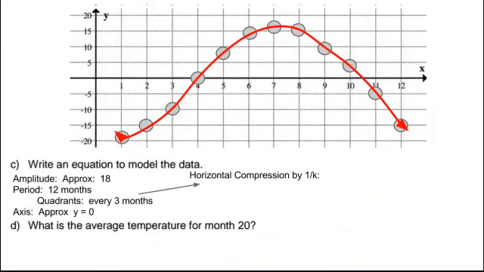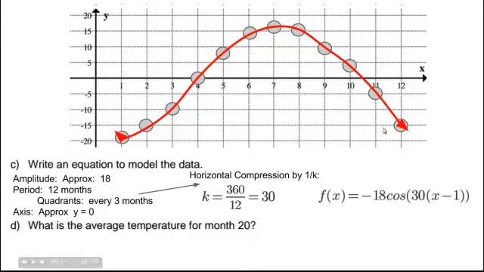Horizontal compression, to get to 12, we have to divide 360 by 12. And so our equation looks like this. We've got the amplitude. It's a negative cosine curve shifted to the right one.